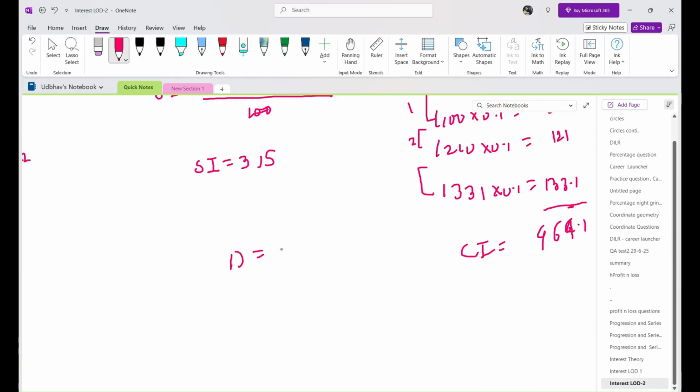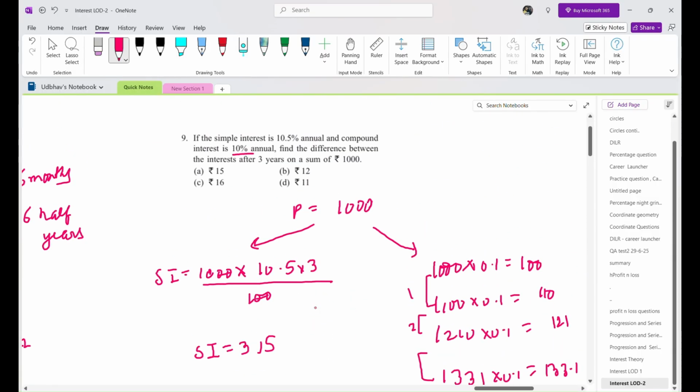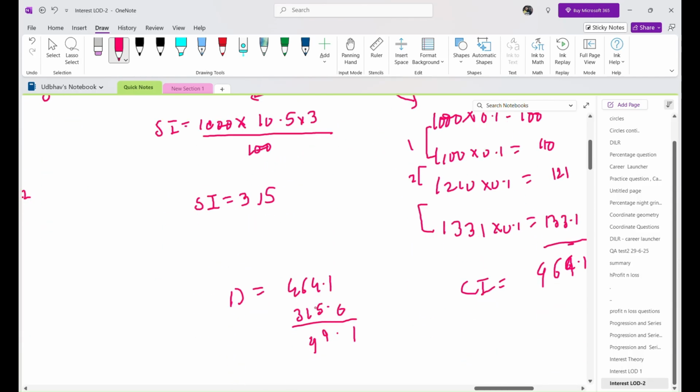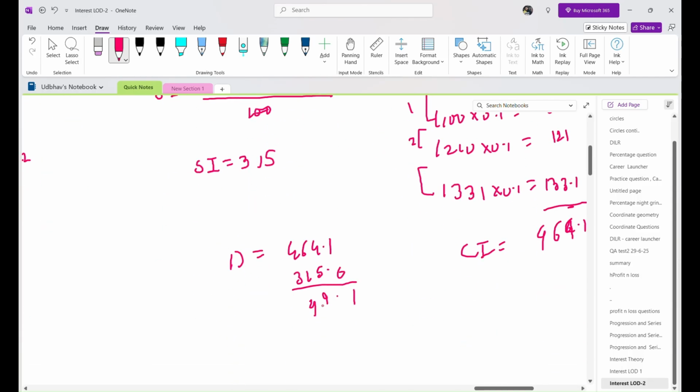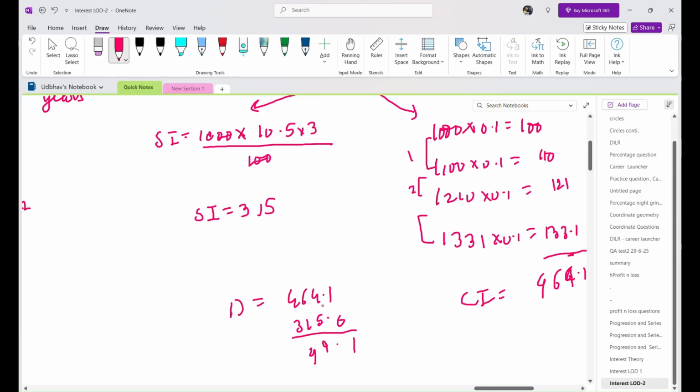So what will be the difference? 464.1 minus 315, 5 minus 1, 4, 49. What? Uh, there must be some calculation error, probably 464.1 minus 315.